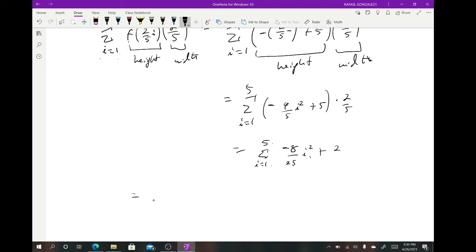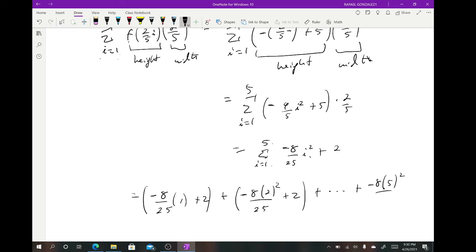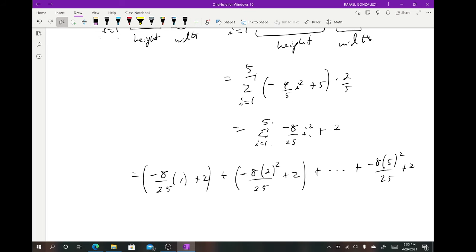So if we were to do that, we'll have negative 8 over 25, let's say, times 1 plus 2, plus negative 8 times 2 squared over 25 plus 2, plus all the way up to negative 8 times 5 squared over 25 plus 2. And then when you actually compute this sum, you will get some cancellation, and you will get the result of the actual sum. So this is how you do a right sum. This is one way of doing the sum.